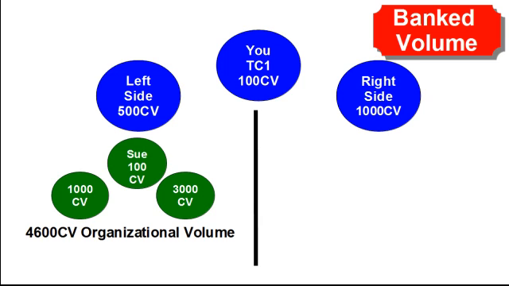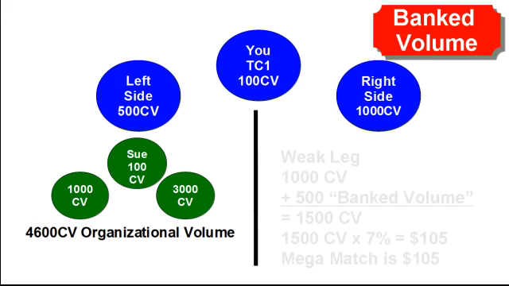Now your left side has a total of 4,600 CV, and let's say that your right side remained at 1,000 CV. Your weak leg is no longer your left side. Your right side has now become your weak leg because it has the smallest amount of organizational volume. At 1,000 CV, your basic commission would have been $70.